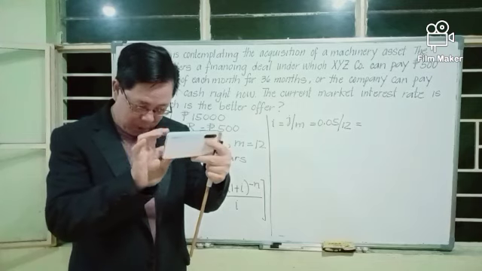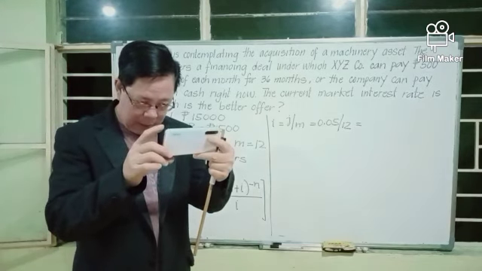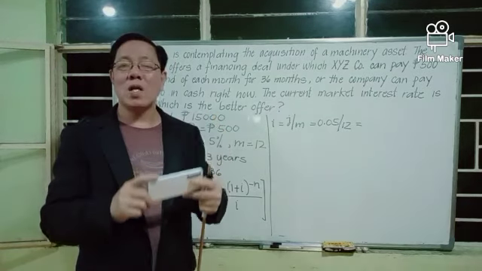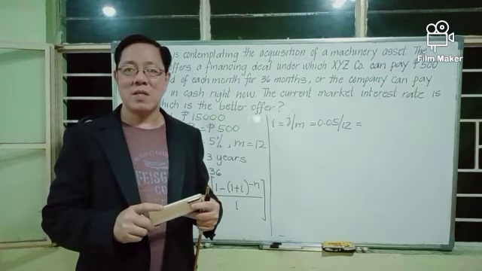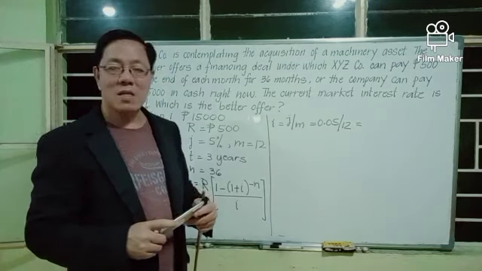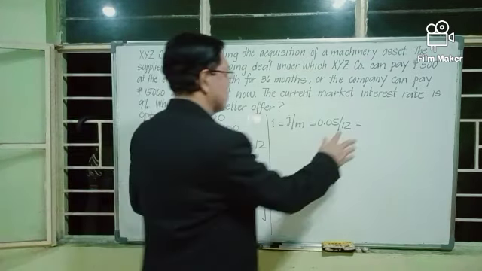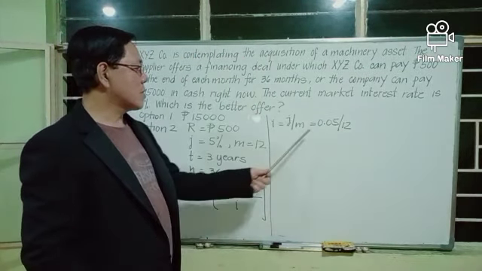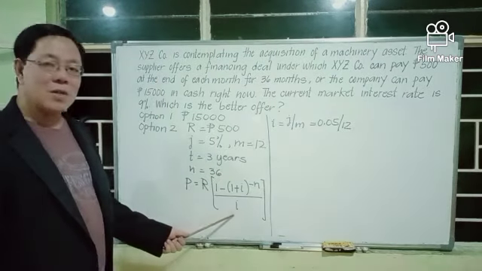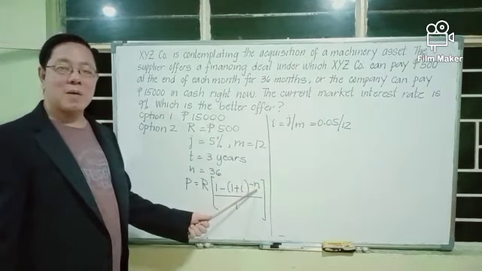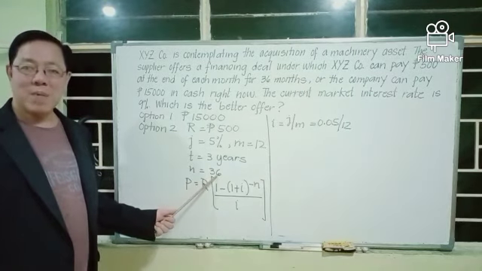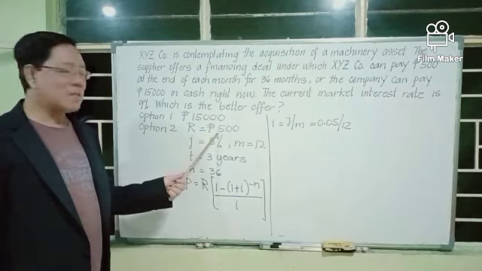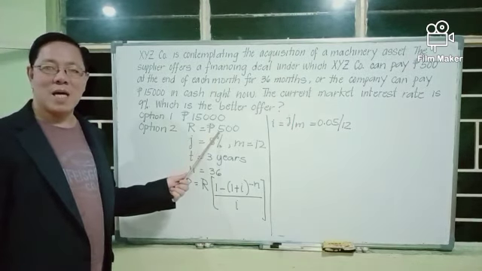0.05 divided by 12 is a non-terminating decimal number. 0.004166 is repeated without end. So we leave it as is, 0.05 divided by 12. And we substitute 0.05 divided by 12 for i into this formula. And the number of payments n is 36 monthly payments, and the amount of equal payments R is 500 pesos to be paid at the end of each month.